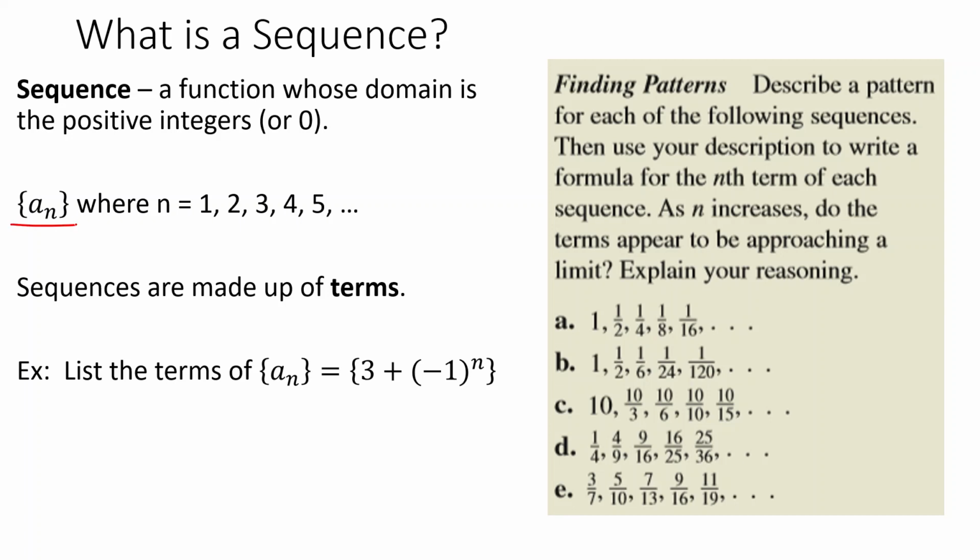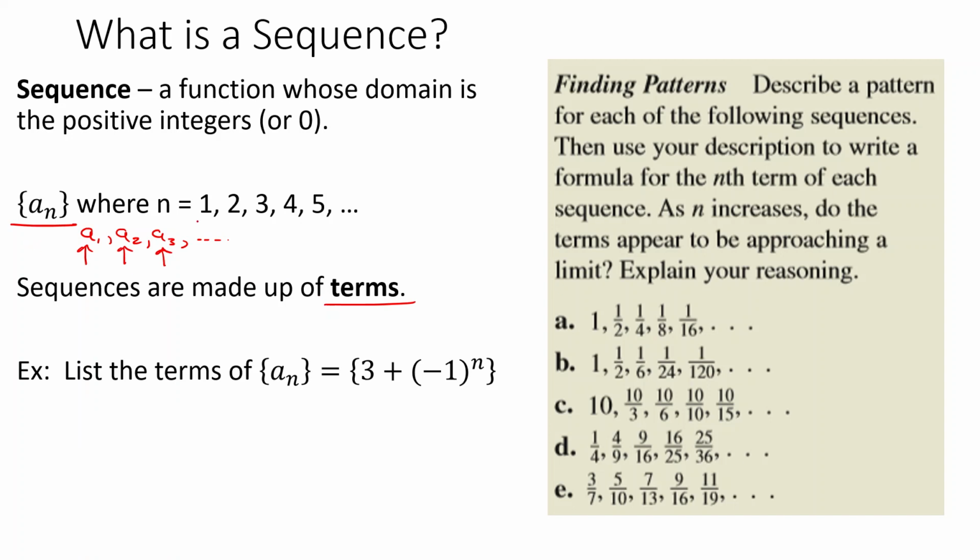We usually write it like this, a sub n. So we could have a sub 1 would be the first term, a sub 2 would be the second, a sub 3 would be the third, and so on. And these would probably be numbers of some sort. And each one of these guys is called a term. So there's the first term, the second term, the third term, and so on.